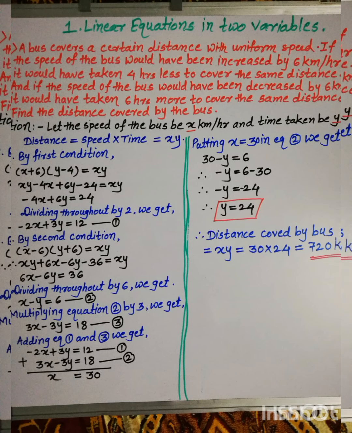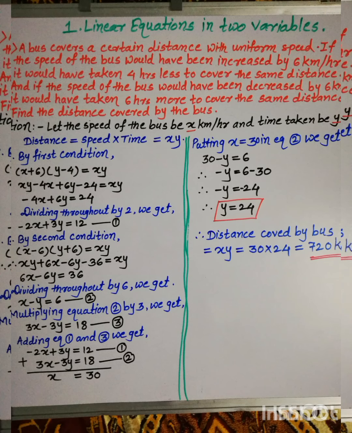Okay, so by using the formula speed is equal to distance upon time, we get here distance is equal to speed into time. So let the speed of the bus be x kilometer per hour and the time taken by the bus is y hours. So we get here distance is equal to x into y, speed into time.